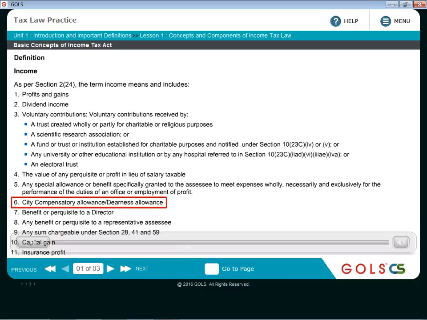That means certain allowances are given in order to keep pace with increasing expenses, that is, to maintain the level against inflation in the market. So whether that is a dearness allowance, or if you are residing in a particular city, then city compensatory allowance is given. Even that is considered as income. Next is any other benefit or perquisite to a director of the company. This will also be considered as income of the person. Next point is any benefit or perquisite to a representative assessee. That means in certain cases the assessee will not get the benefits directly, but the benefits will be received by a representative person. Next is any sum chargeable under section 28, section 41 and section 59.